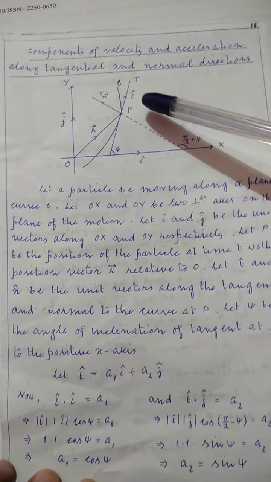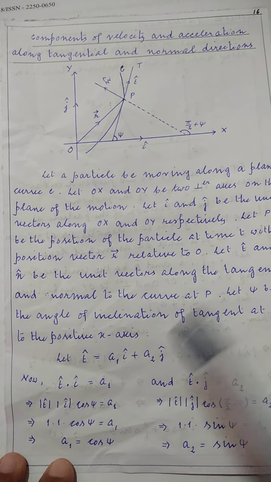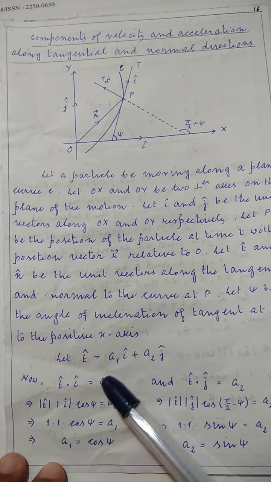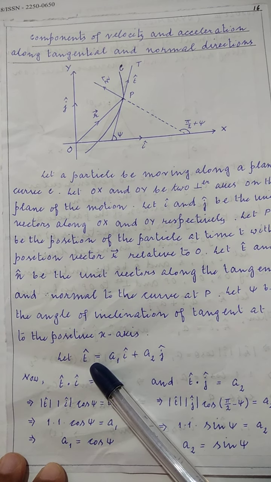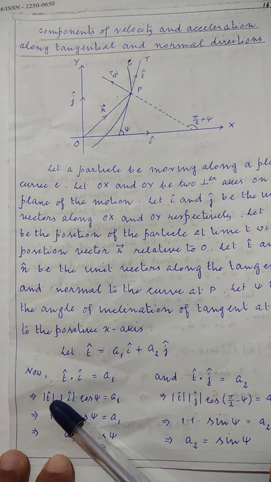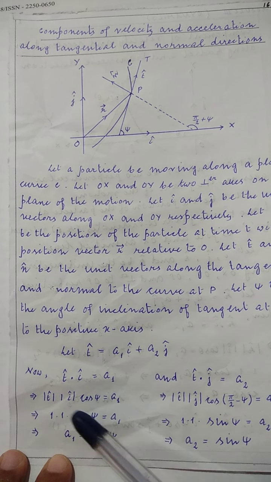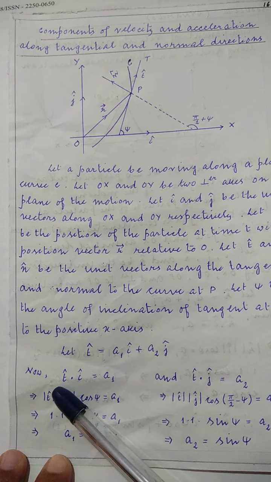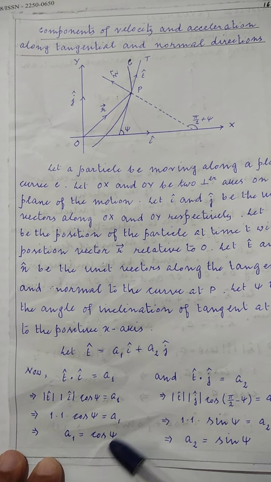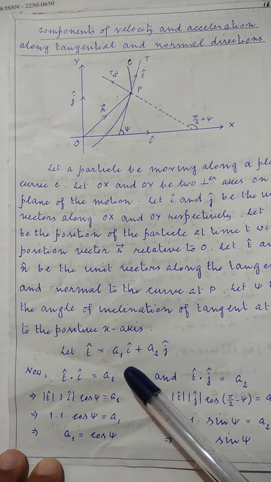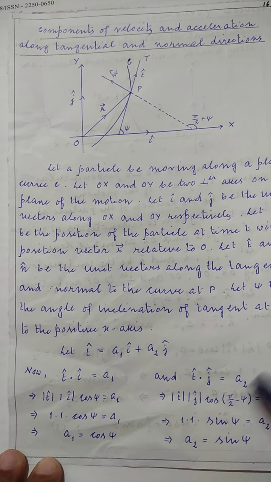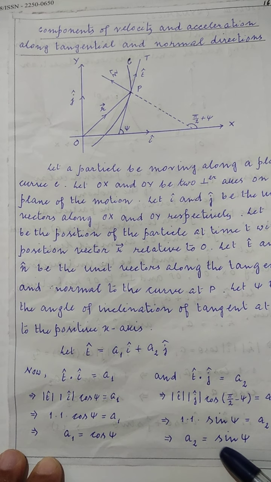Now this unit vector t cap we can write in the component form as a1 i cap plus a2 j cap. So let's take the dot product of this t cap with i cap. If you take the dot product, you will get magnitude of t cap, magnitude of i cap, cos of psi. Psi is the angle between t cap and i cap. So from this you will get a1 is equal to what? Cos of psi. In the similar manner, if you take the dot product of t cap with j cap, you will get a2. So from this, the expression for a2, you will get sine of psi.